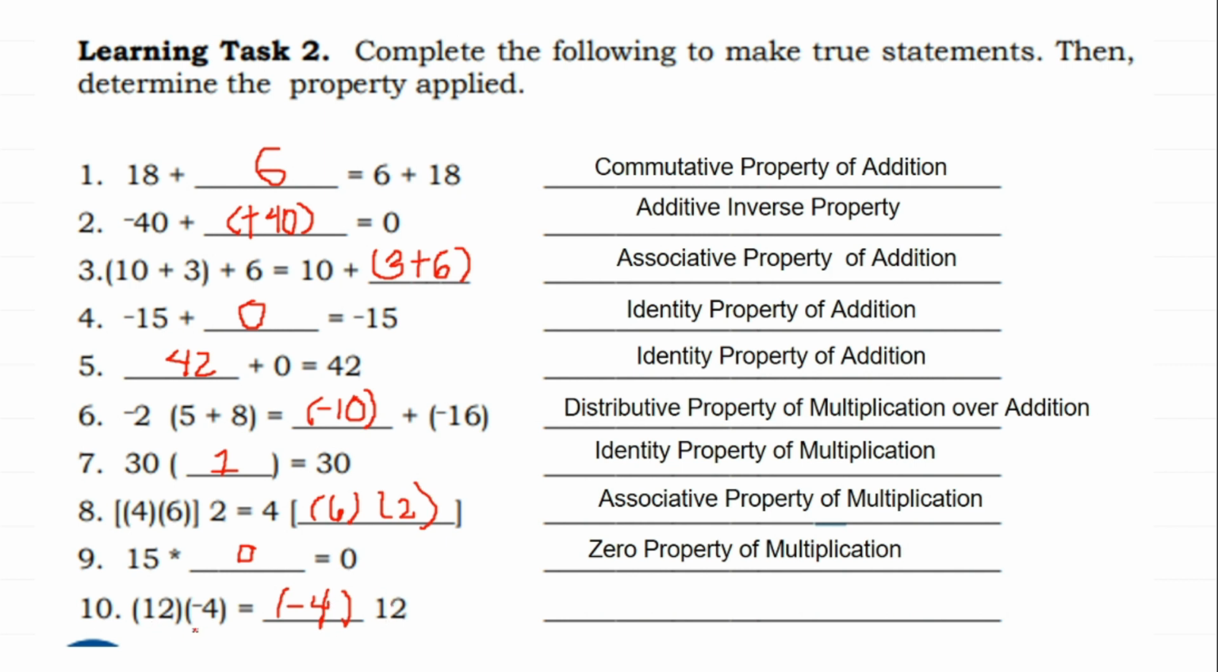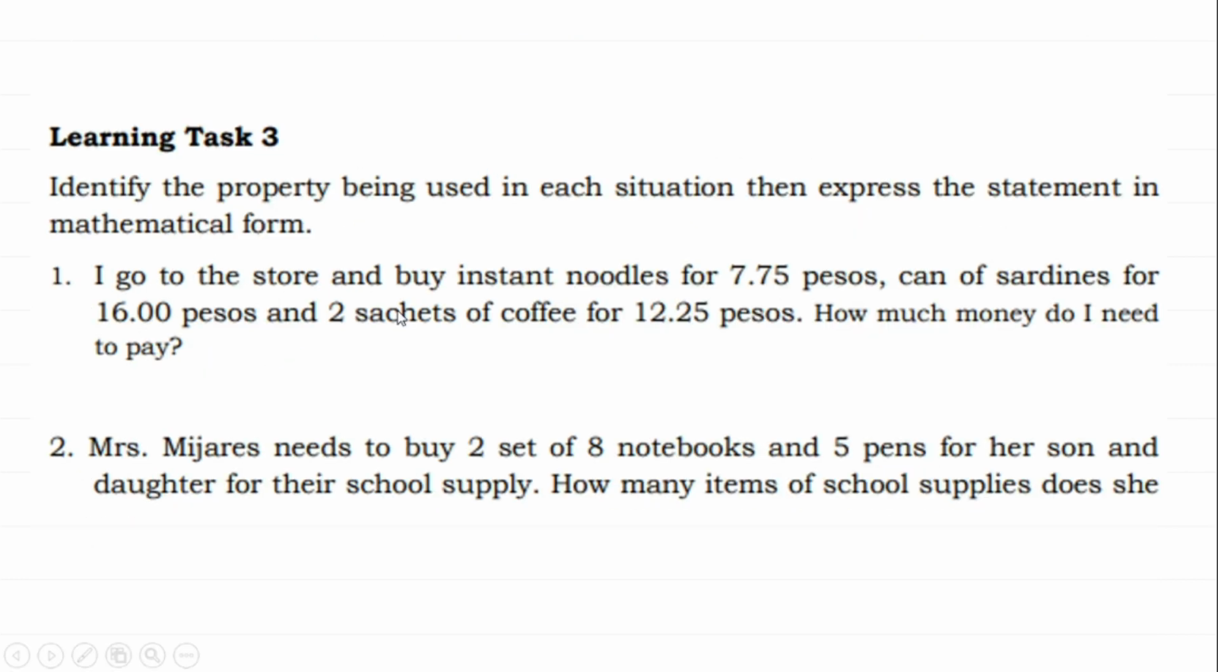But, if you multiply this, 12 times negative 4, that will give us negative 48. Same thing with this thing. Negative 4 times 12, that will give us negative 48. And that is under commutative property of multiplication. And now let's have learning task number 3. So we have here, we need to identify the property being used in each situation, and then let's express the statement in mathematical form. So we have here the situation number 1.